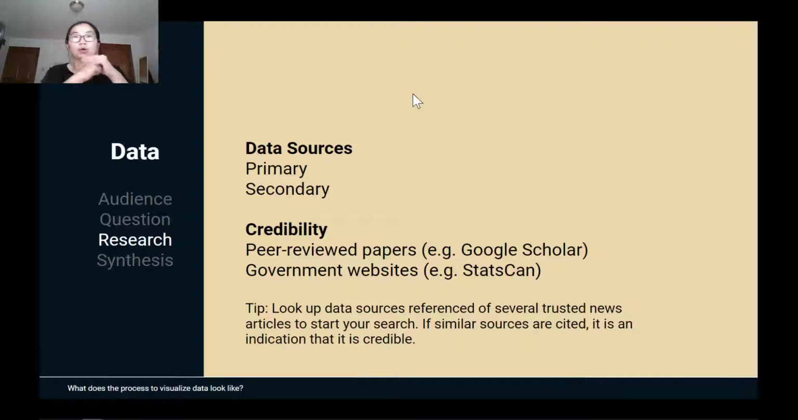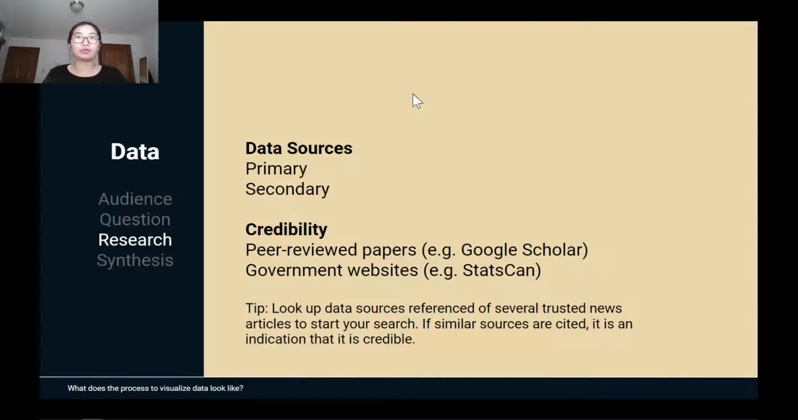Data sources. There are primary sources. Primary is when you collect the data yourself. Secondary is when it's already been collected and you're just using that data source from someone else who's already done that work for you. A lot of the work I've done is primary. I build my own data sets. I collect it usually on myself or of what I see around me. But when it's secondary, you have to really consider credibility.